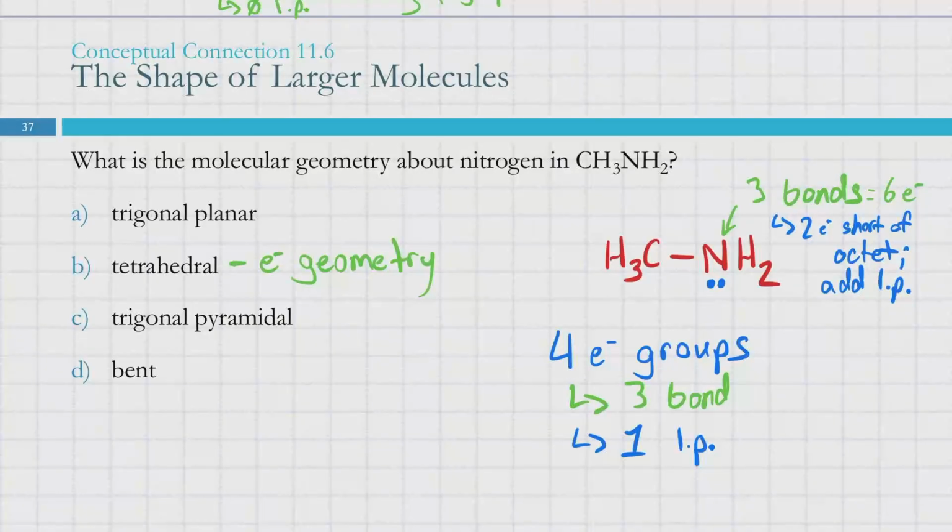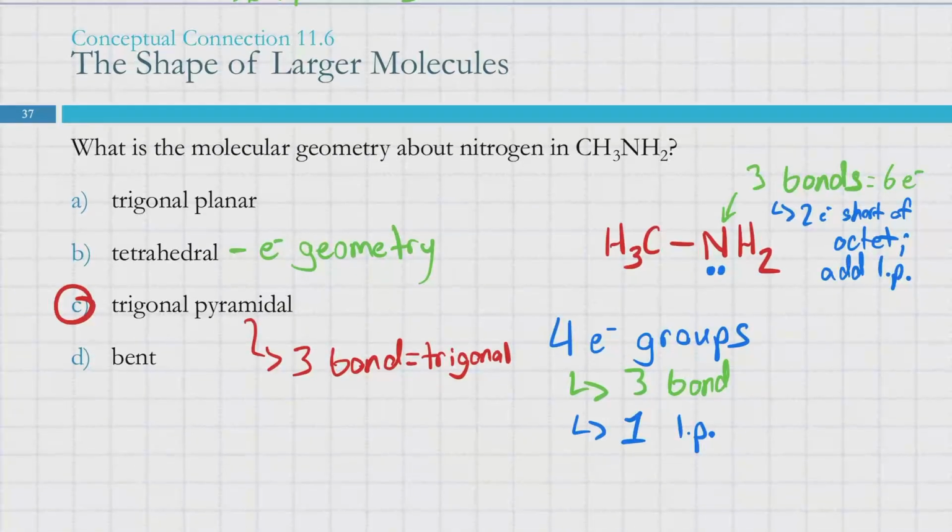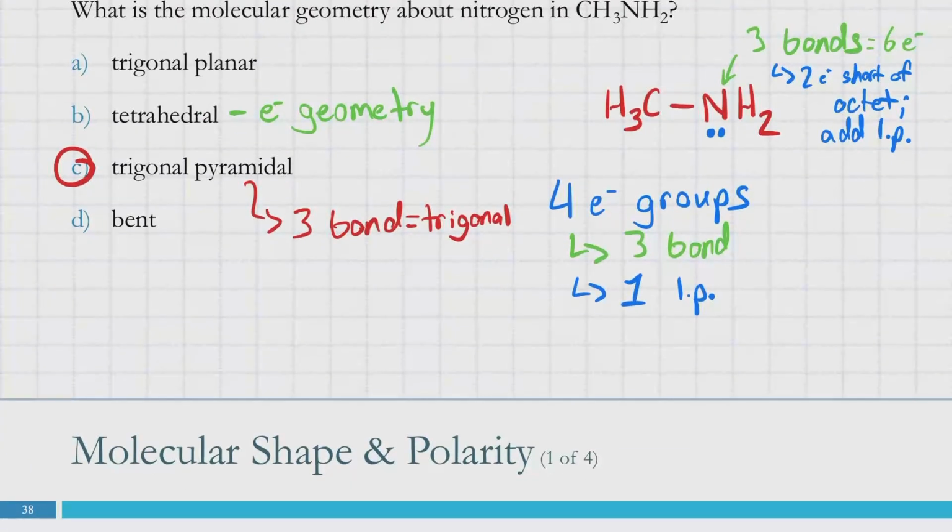Trigonal, because there's 3 bonds. Is it flat or not? Pyramidal. So it's trigonal pyramidal. We got 3 bonds. It doesn't always mean trigonal, but here it does mean trigonal. That's our connection. And it's pyramidal because that lone pair is forcing those 3 groups out of the plane. It's not going to be flat.